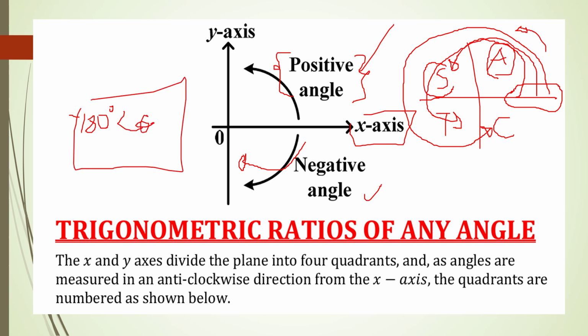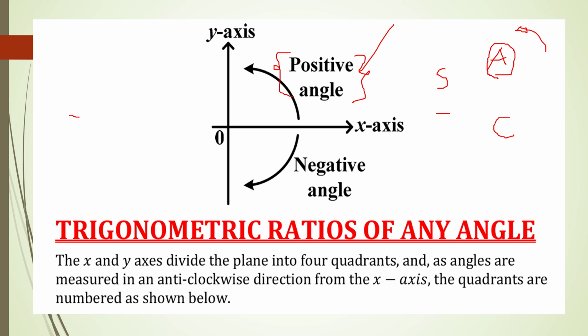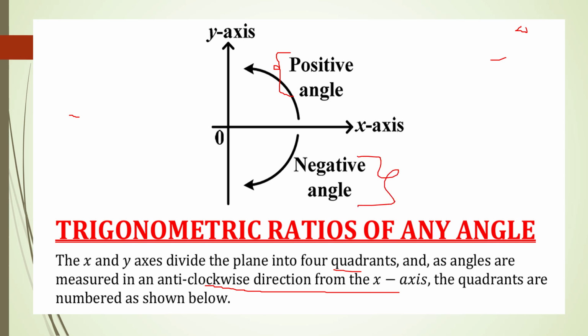So with that, let's look at the specific areas of concern. So let's look at trigonometric correlations of any angle. From here, we are saying that the x and y axis are going to be divided into 4 quadrants. And each quadrant is going to be measured anti-clockwise, and this anti-clockwise direction starting from the x-axis, we have said that it's going to be for positive angles. And then for negative angles, we are going to be measuring clockwise.